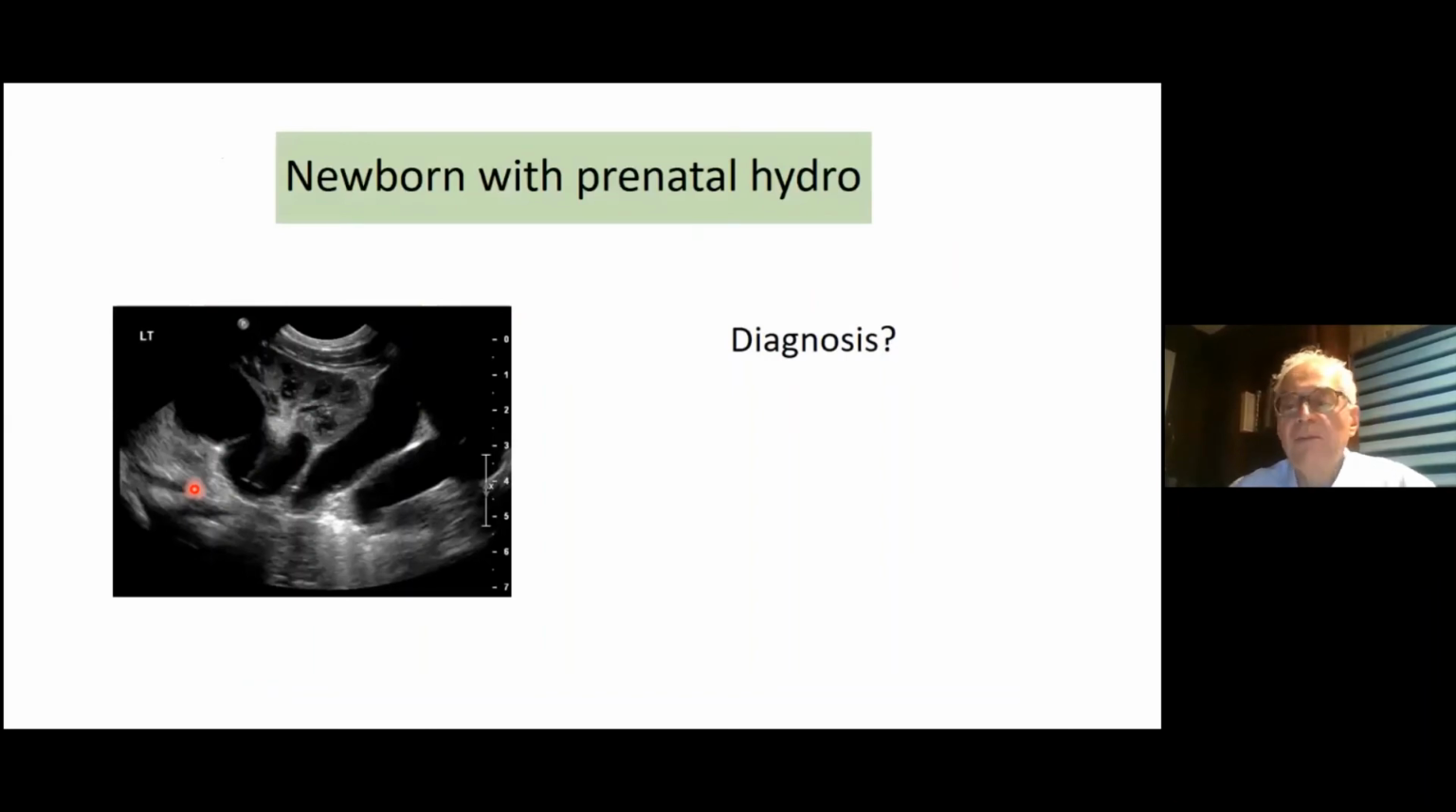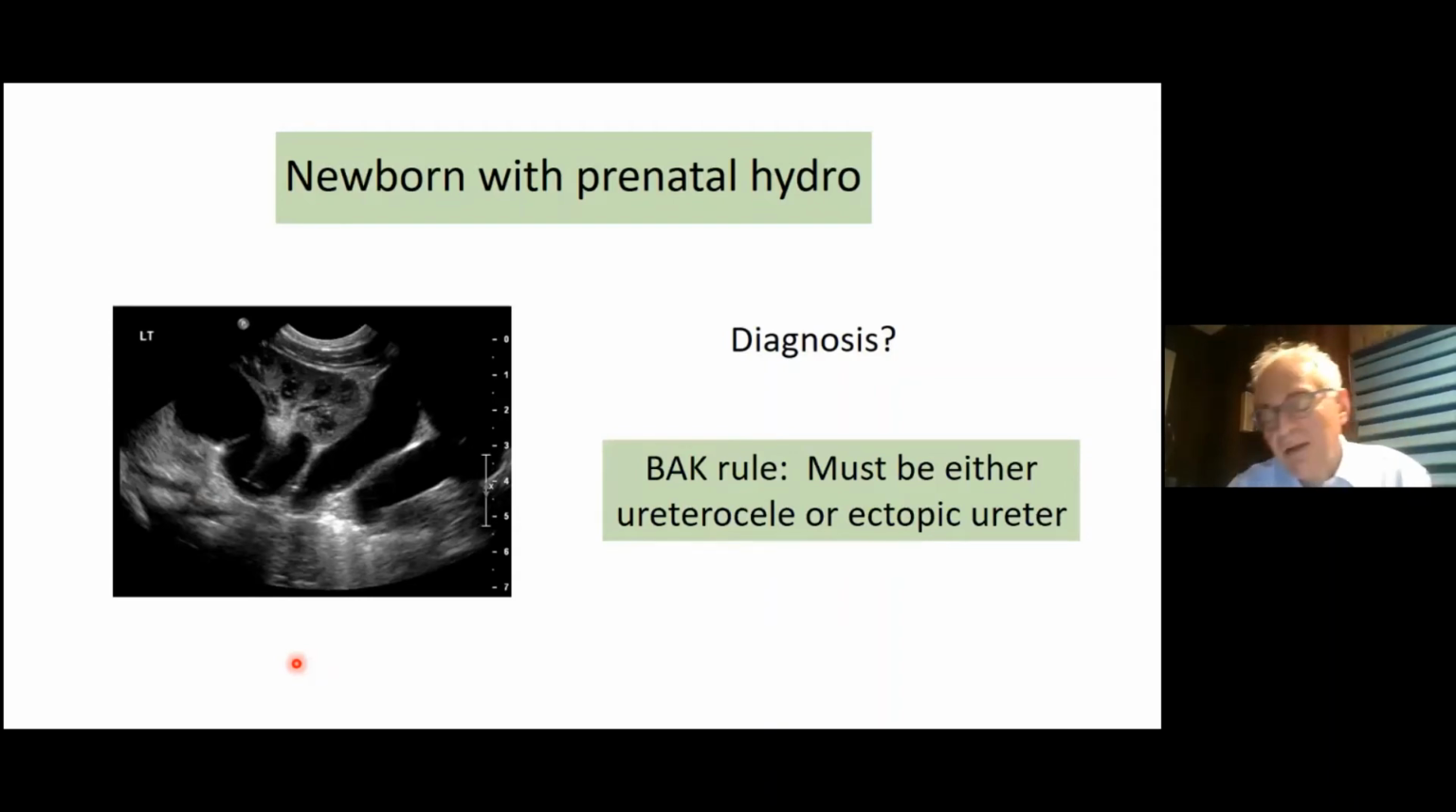Okay, how about this one? This is an ultrasound of the left kidney. Diagnosis, anyone? Give me a little help here. Okay, UVJ obstruction. Good thought. So this is, I made up a rule for my residents. I haven't patented it, so you can all have it accessible.